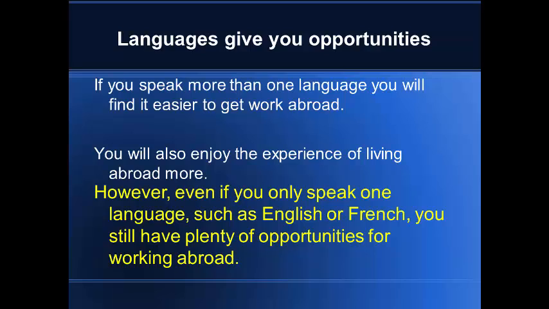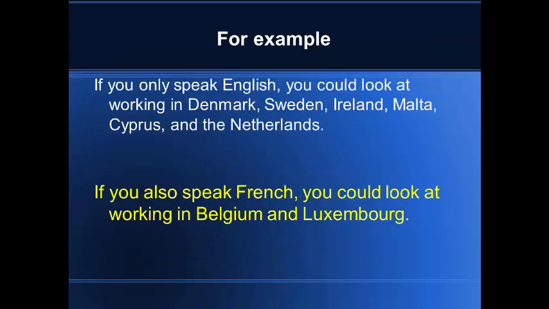Languages also give you opportunities. If you speak more than one language, you'll find it a lot easier to get work abroad. You'll also enjoy the experience of living abroad more. However, even if you only speak one language, such as English or French, you still have plenty of opportunities for working abroad. For example, if you only speak English, you could look at working in Denmark, Sweden, Ireland, Malta, Cyprus, and the Netherlands. If you also speak French, you could look at working in Belgium and Luxembourg, or obviously France.